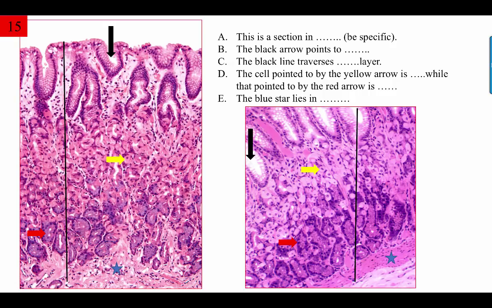The blue star here. You should take a look at both pictures. If it is not evident here, you can see it in the other picture. It is lying in the muscularis mucosa. So this is the pit, this is the gland formed of parietal cells, acidophilic, and the chief or peptic cells, basophilic, and this is the muscularis mucosa. All of this is the mucosa.